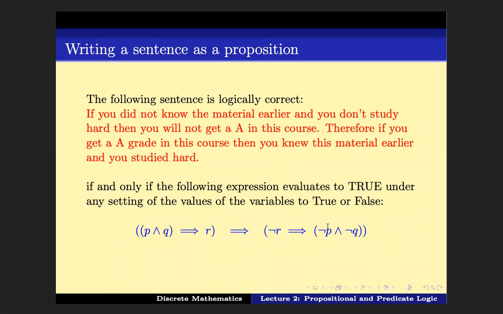If I find out that for all settings of variables to true and false, whether P is true or false, Q is true or false, R is true or false, this whole sentence always evaluates to true, then we can call this a theorem. That's a fact. That is true.